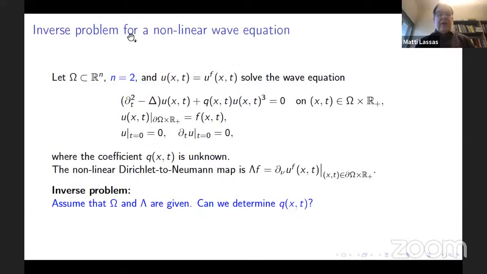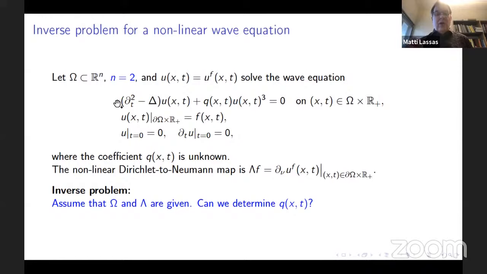Let me consider, in the Euclidean flat space when wave speed is 1, the wave equation that is here with some nonlinear perturbation. So we have an unknown function q that is multiplied with nonlinear term u to power 3. And also in this part of the talk, we consider things in the plane, so the dimension of the space is 2. So we consider this nonlinear wave equation.